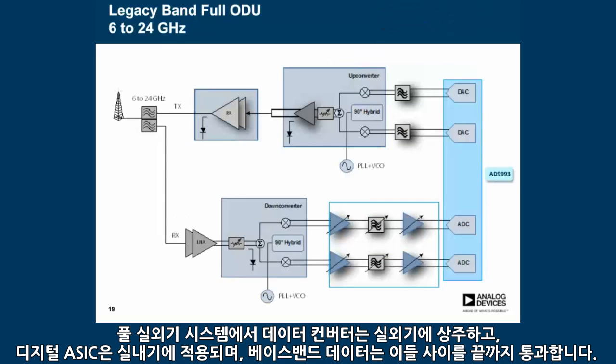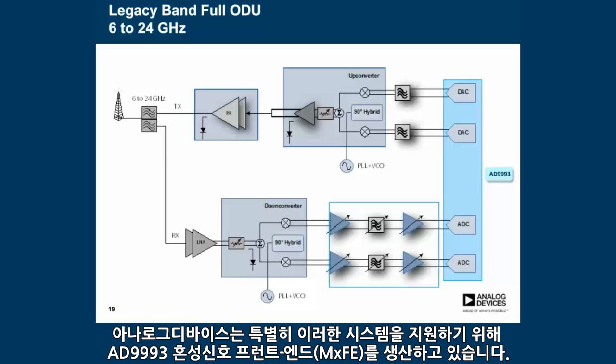In a full outdoor unit system, the data converters reside in the outdoor unit, with the digital ASIC in an indoor unit and baseband data being passed between them up the pole. Analog Devices has produced the AD9993 mixed signal front end, or MXFE, specifically to support such a system.